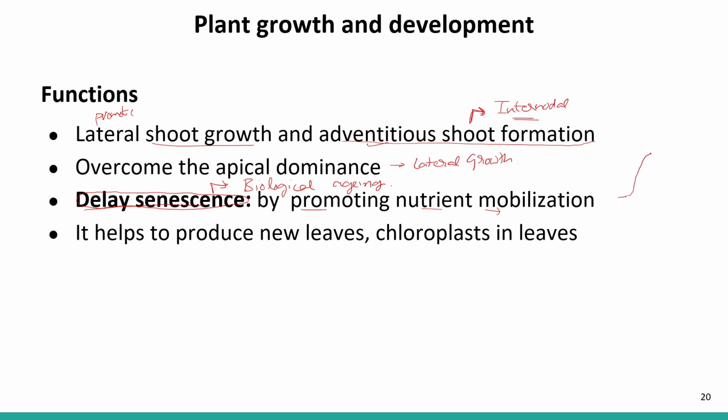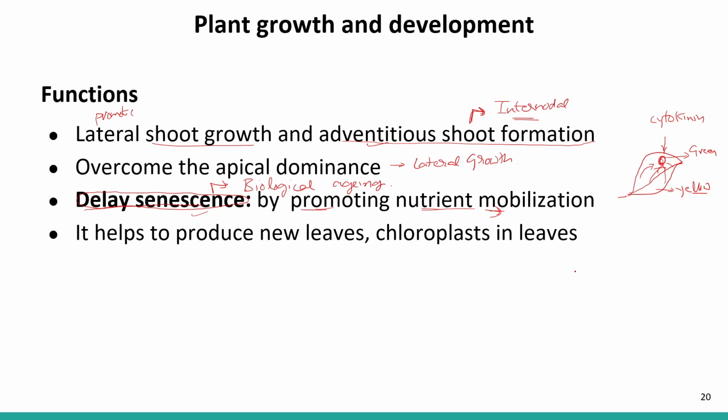So what happens? Suppose this is a seed, this is a leaf, and if we apply cytokinin in this region, cytokinin will divert all the nutrients to this region. This region will remain green and healthy, whereas the other regions will become yellow. So cytokinins promote nutrient mobilization, and this is how they delay senescence.